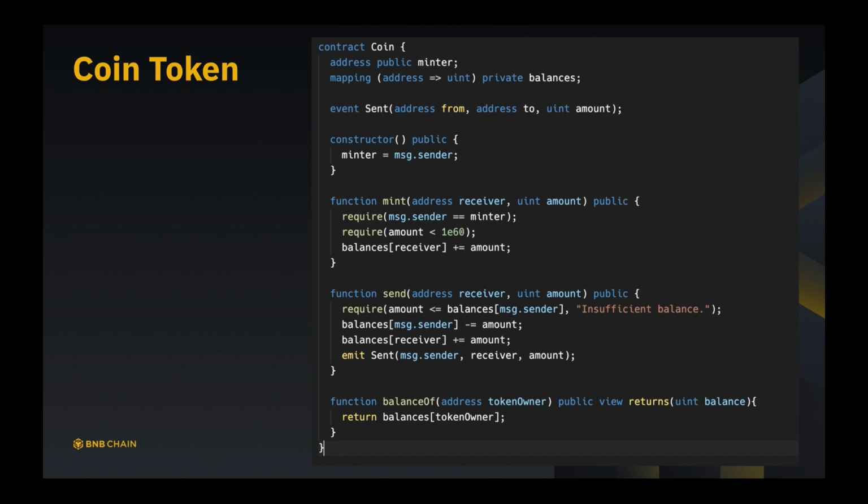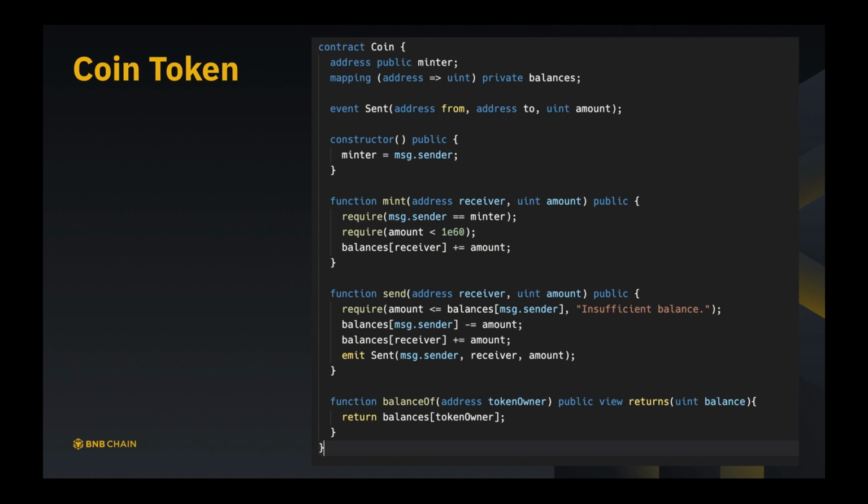First, we require amount is smaller than or equal to balances message.sender, meaning that he cannot send more than what he owns. Then we subtract amount from balances message.sender and add amount to balances receiver. Then we emit an event called Sent, and we tell them that it's from message.sender, it's to receiver, and the amount is equal to the current amount.